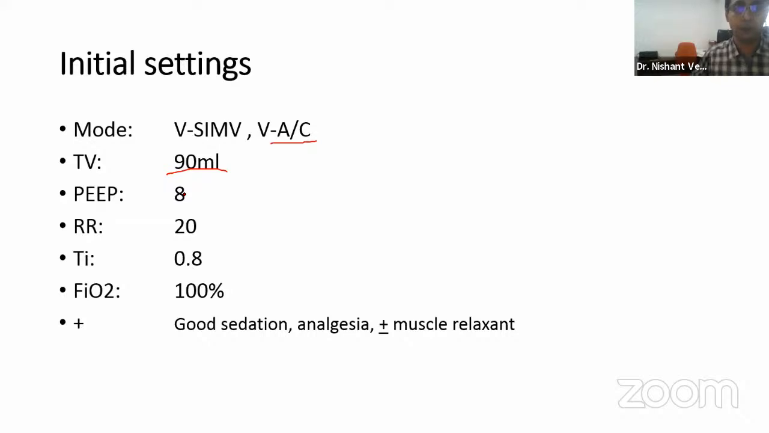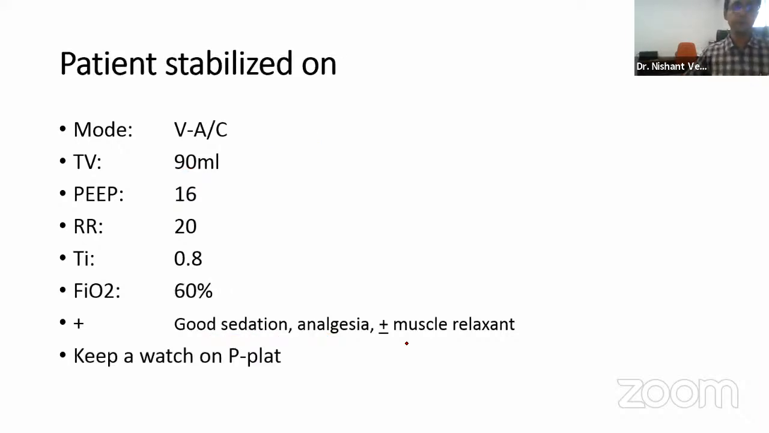We started with the PEEP of 8, physiological respiratory rate of 20, TI again physiological of 0.8, and started FiO2 of 100%. Along with this, we used midazolam and fentanyl infusion. We managed without vecuronium, and the child was not agitated and fighting after using midaz and fentanyl. So with this setting, we started ventilation.